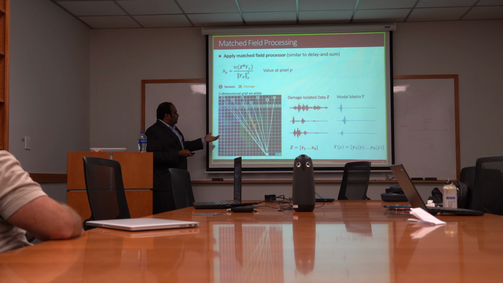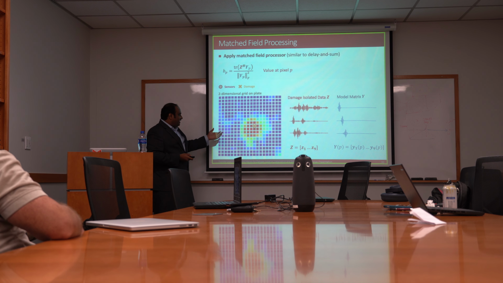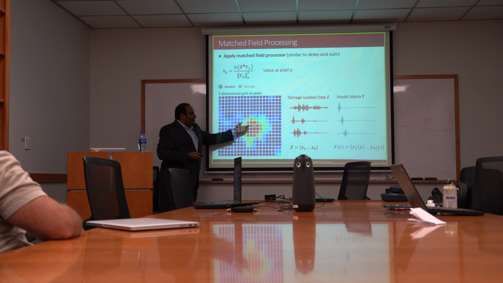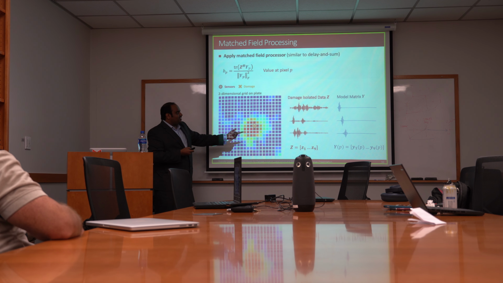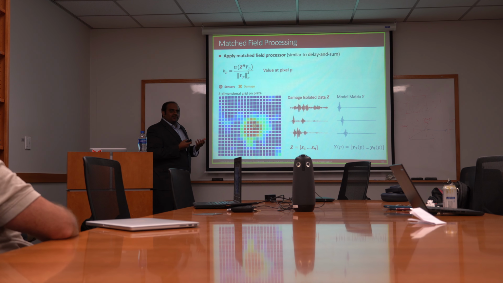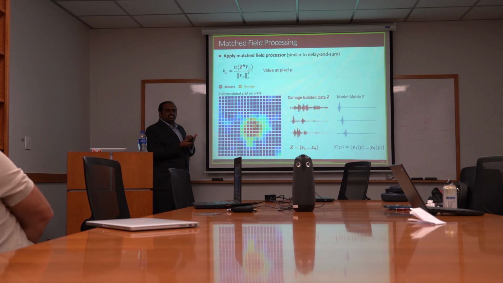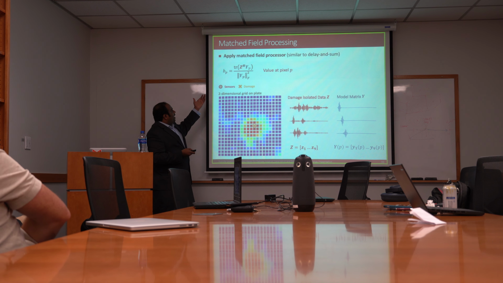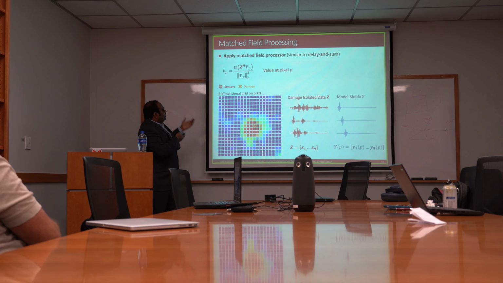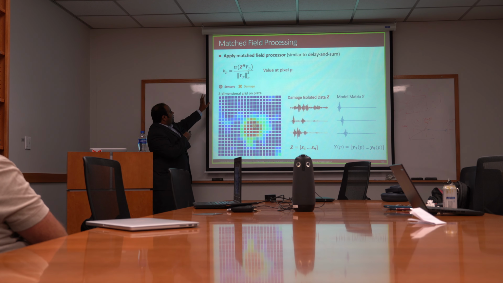After a while, you finish that, and the inner product between the model and the damage isolated data, the highest inner product would give you the closest location of the damage. So the B of P is the ambiguity surface, which we compute for every pixel P. And we assume the damage location to be the highest valued inner product.